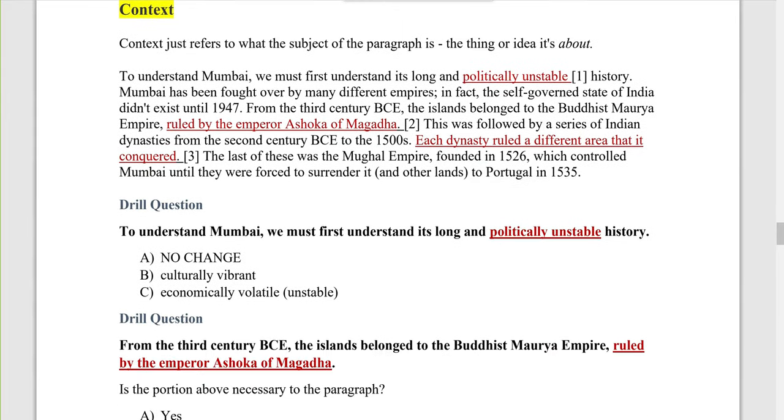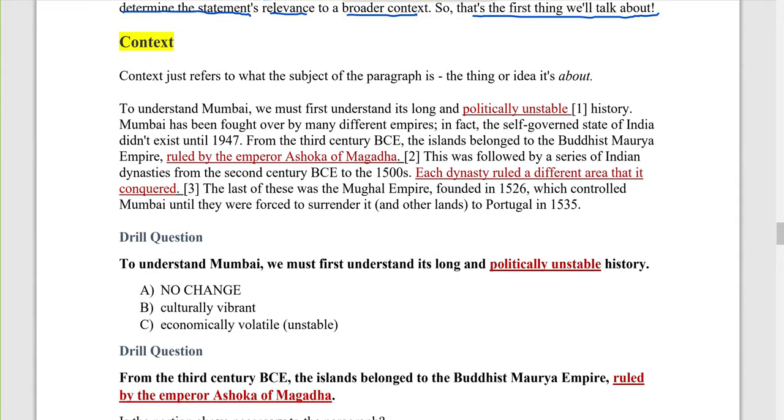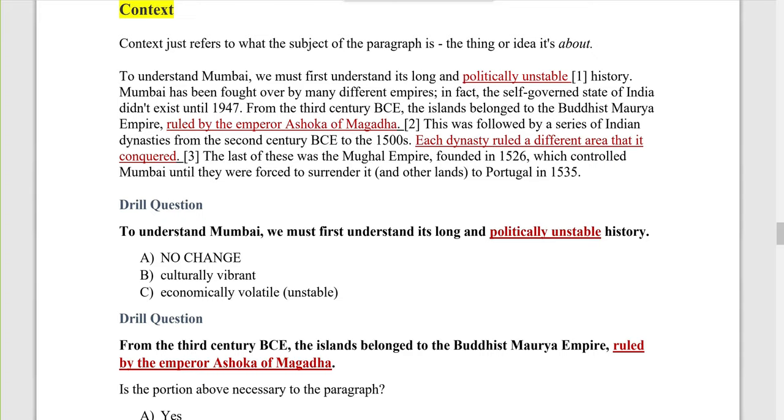Let us go to this one, and I'm just going to give you time. Context is very important here. What does context mean? When I say the context of a passage, I mean the main idea and the previous and following sentences that together form a sort of coherence. Context just refers to what the subject of the paragraph is, the thing or idea it's about. I'm going to read this paragraph, and we are going to start doing some questions about this paragraph, okay?